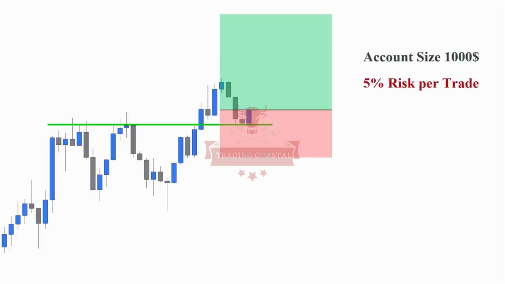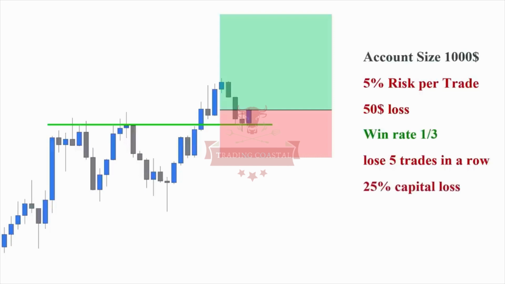If we risk 5% of our account size on this trade and get stopped, we will lose $50, and if we win 1 out of 3 trades, we will still be at break even. That does not sound so bad, does it? But what if we lose 5 trades in a row in a bad trading week, which is likely to happen to everyone? We will lose 25% of our capital in a week, and imagine how annoying it can be and destructive to future trading decisions.